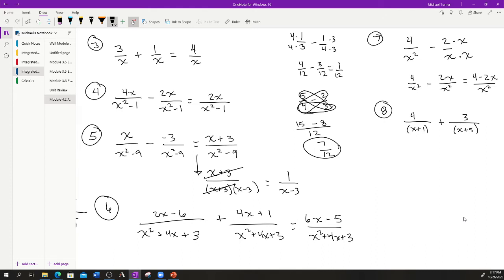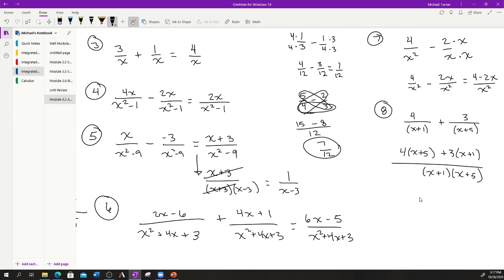Well, this is where doing the butterfly method might be a little bit easier, but essentially what you're doing is changing it so that the denominators are the same by multiplying by the other denominator. So again, I would do this as butterfly method, but you can do it the other way. I'm going to show butterfly method first. You're going to do 4 times x plus 5 plus 3 times x plus 1, and then it's over x plus 1 times x plus 5.